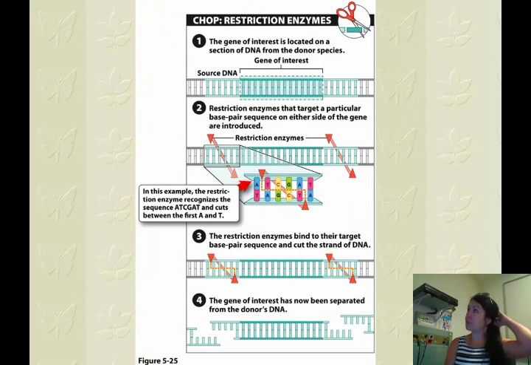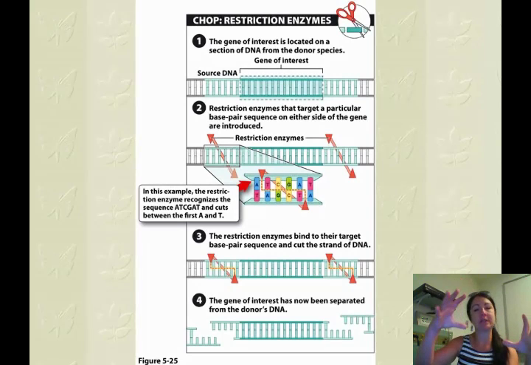So the first one, which we'll be talking about a bit more in lab when we talk about DNA fingerprinting. The first step is to locate this gene of interest. So find the section of the donor species, the one that's going to give the bacteria the gene for it to produce. And then use restriction enzymes to target a particular base pair sequence on either side of the gene. So find the gene part that we want.